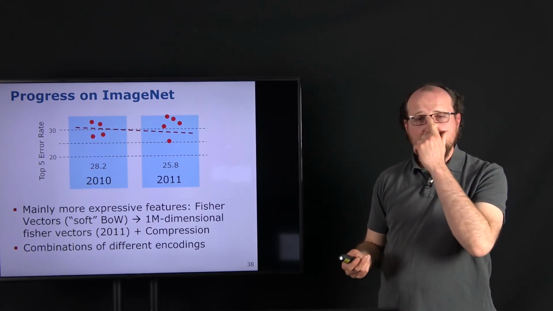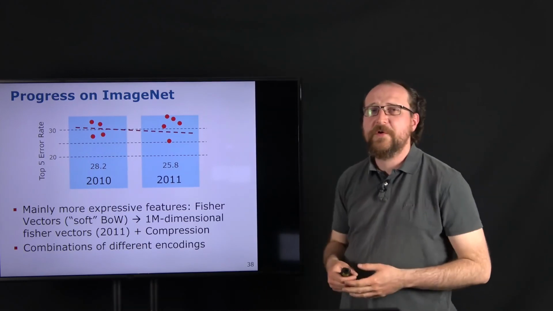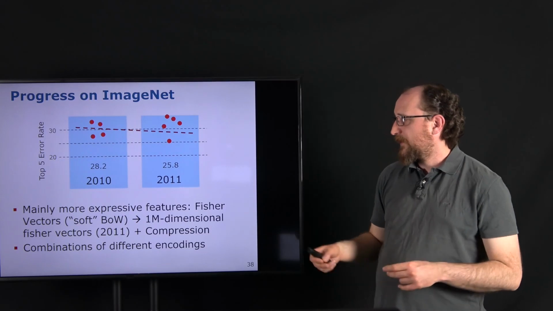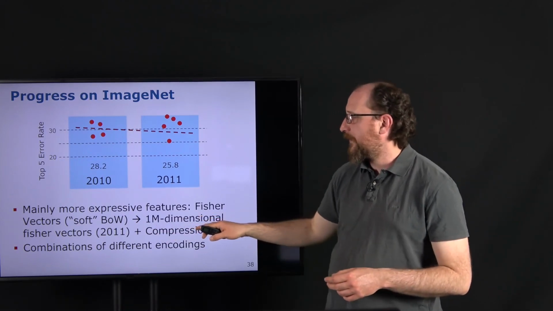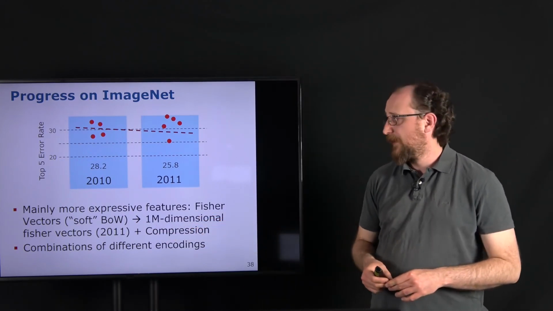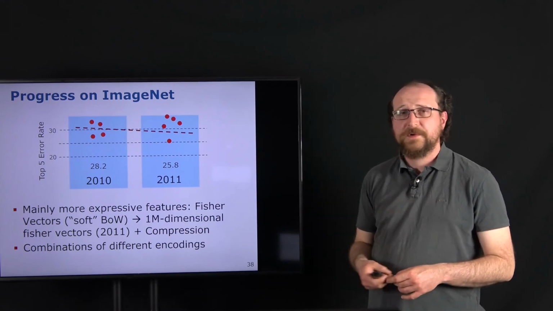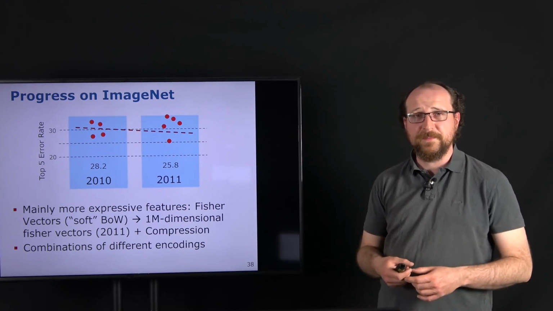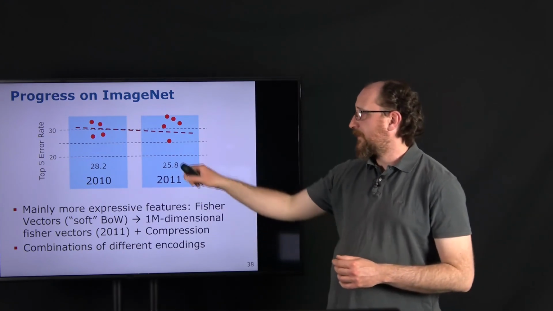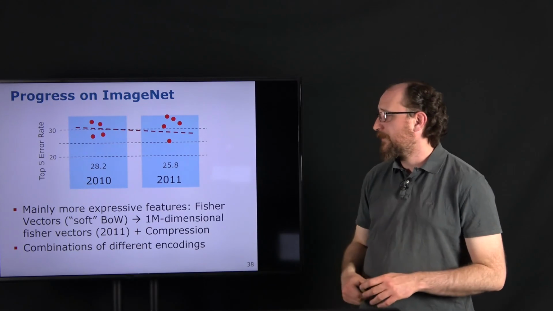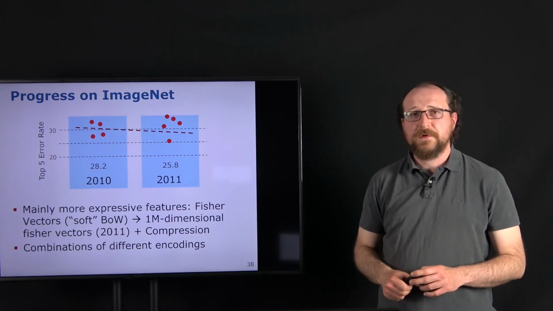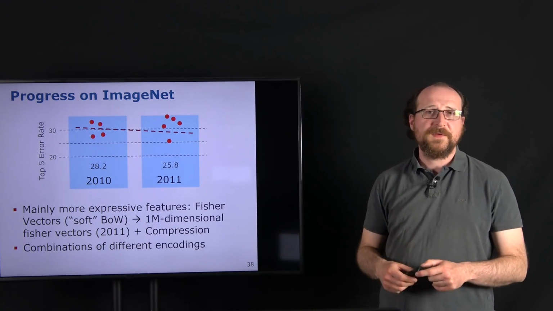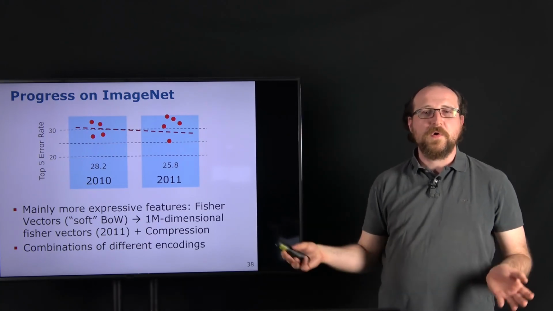What was applied here, continuing the story, was also something like a bag of words, but now a soft version of bag of words, the so-called Fisher vectors, and this resulted in something like 1 million dimensional feature vectors in the end. These were then compressed and uncompressed and used to classify the images. And this led to the 25.8 error rate. So the way to handle more complex data was basically to make the features more complex in the end.